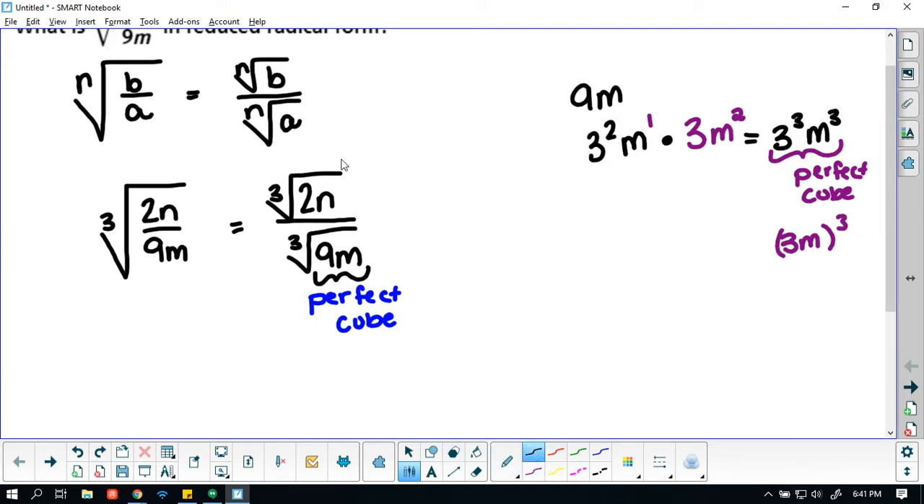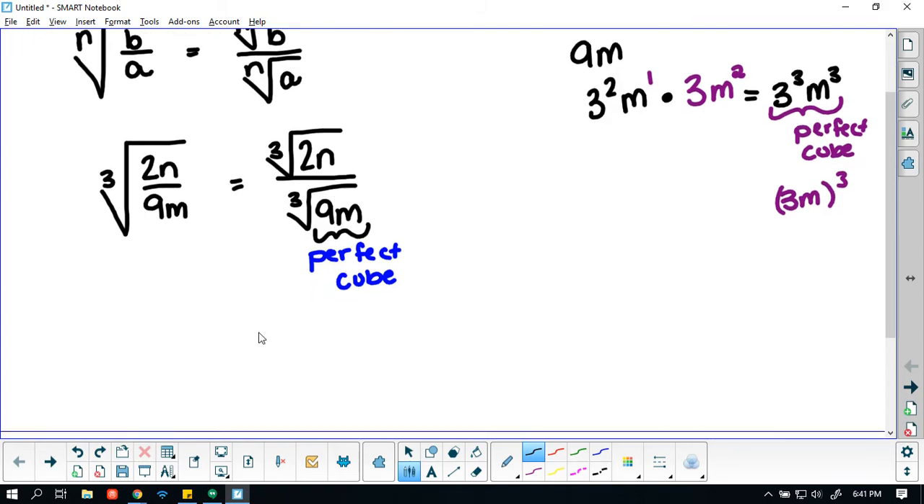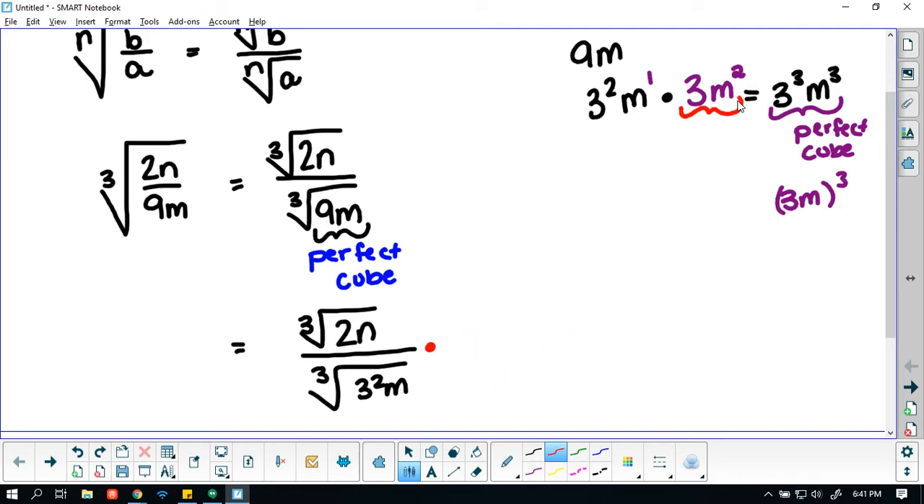Knowing that, I now am going to rationalize my denominator by using this fact to eliminate this radical in the denominator. So 2n divided by 3 squared m, and I'm going to multiply it by this purple number.